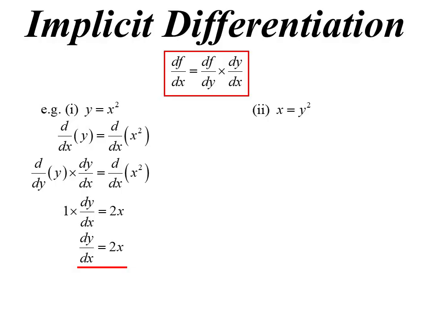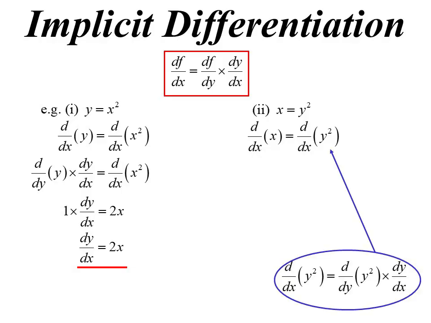x equals y squared. Same idea. I'll differentiate both sides with respect to x. But on the left-hand side, that's not a problem. Differentiate x with respect to x, I get 1. But on the right-hand side, I've got a problem. I can't differentiate y squared with respect to x, but I can differentiate it with respect to y and then multiply it by dy/dx. And so that's what I'll do. Left hand side we just get 1, right hand side we get 2y times dy/dx.